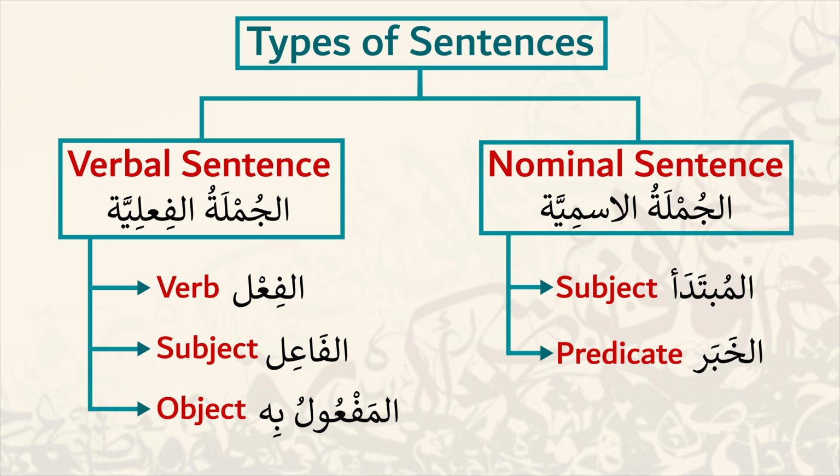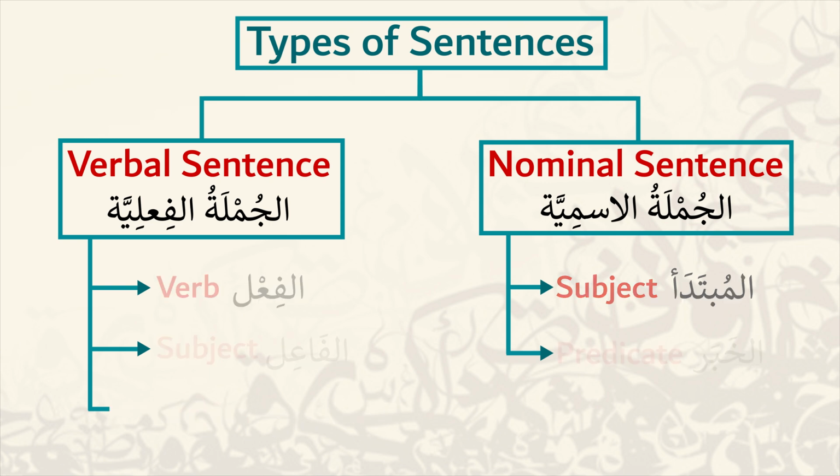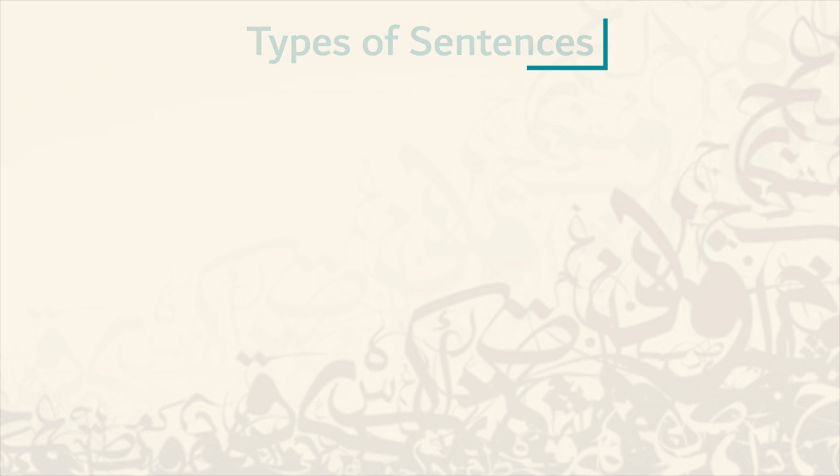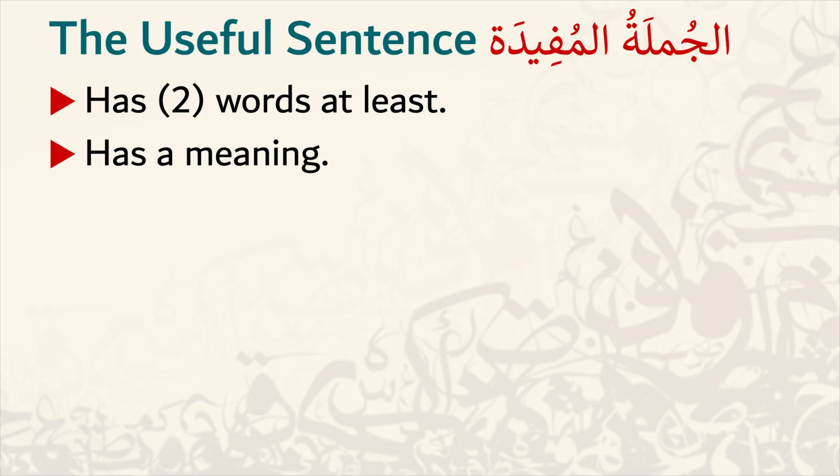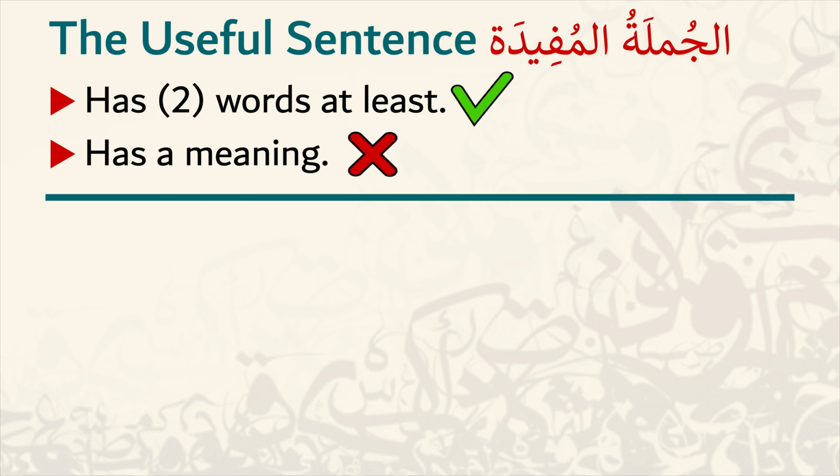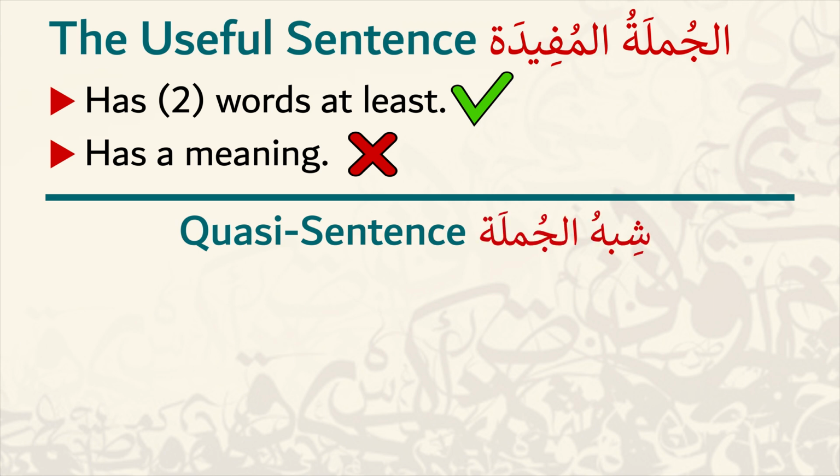There is a third combination that we cannot consider as a sentence. We said there are two requirements for a sentence: to have at least two words and second, to have a meaning. Some combinations acquire the first condition but not the second one, which we call a quasi-sentence, شبه الجملة.